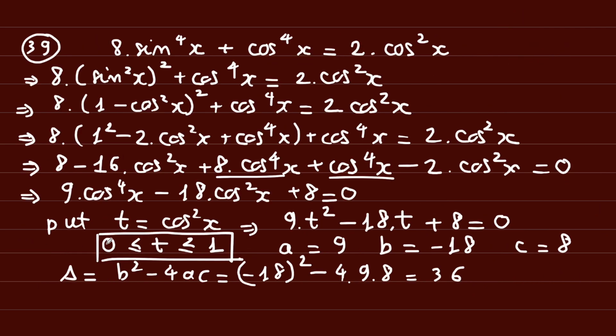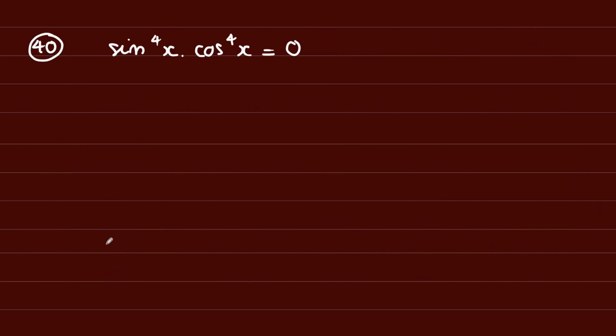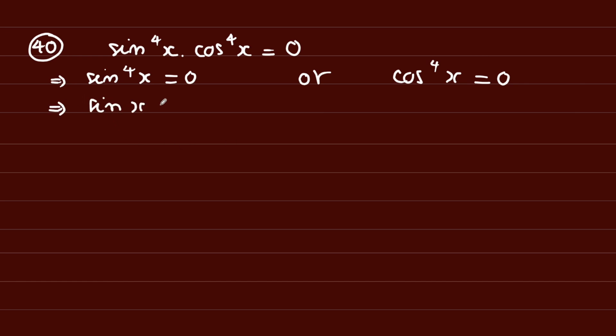And the last question of this video, you get this one. Look at this question. You might think it is very hard, but you can see you have two factors multiplied together equal to 0. It means one of them has to be equal to 0, here equal to 0, or you have cos to the power of 4 equal to 0. This one corresponds to sin x equal to 0. This one, cos x equal to 0.